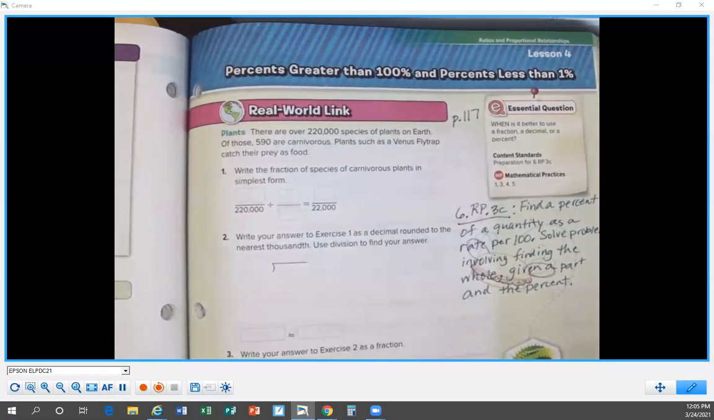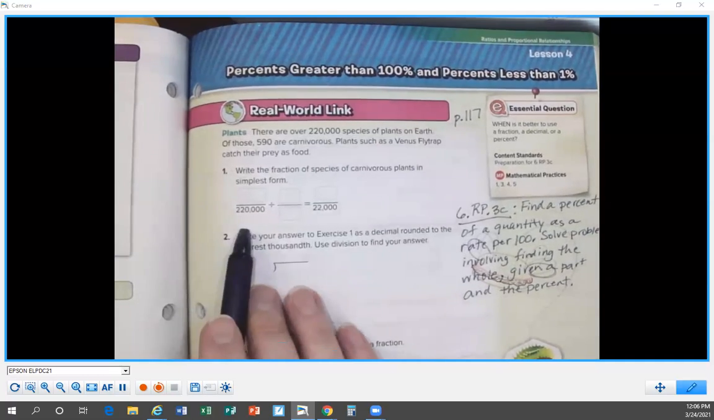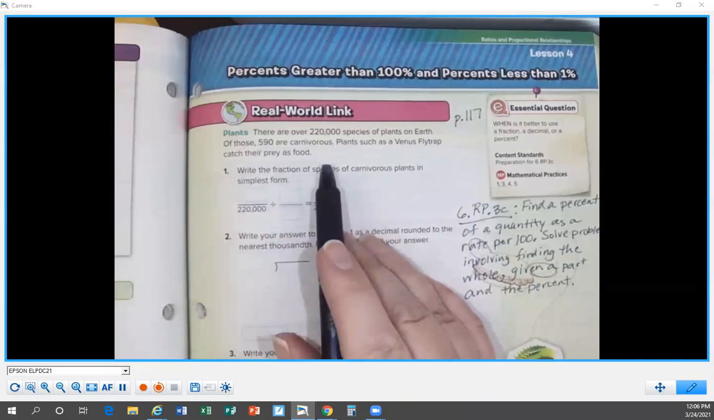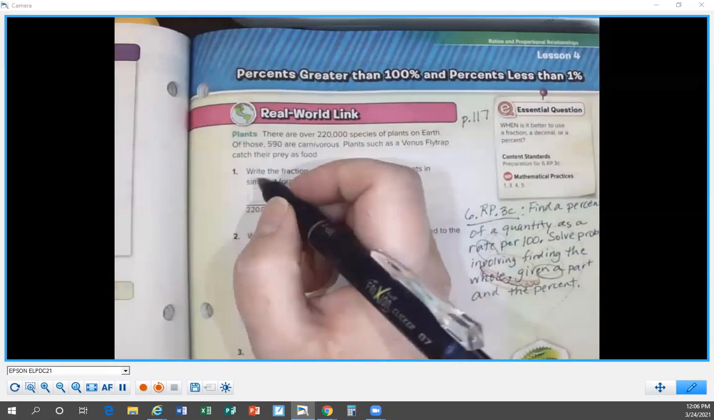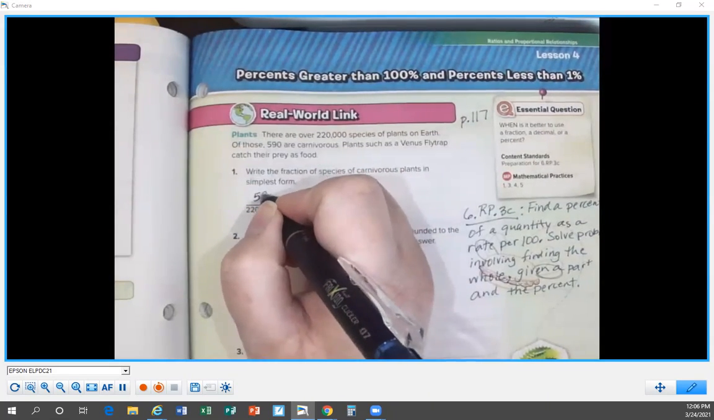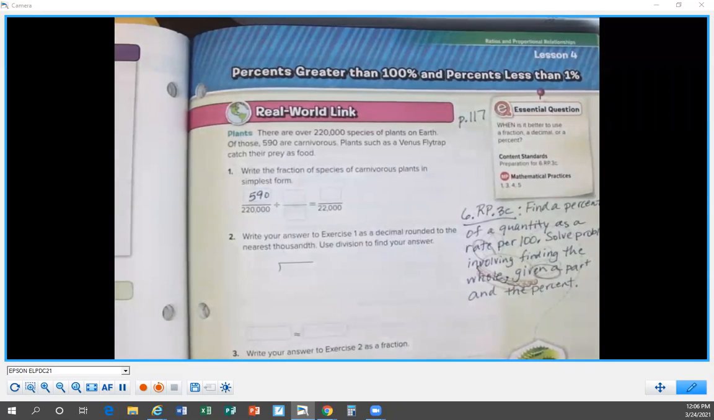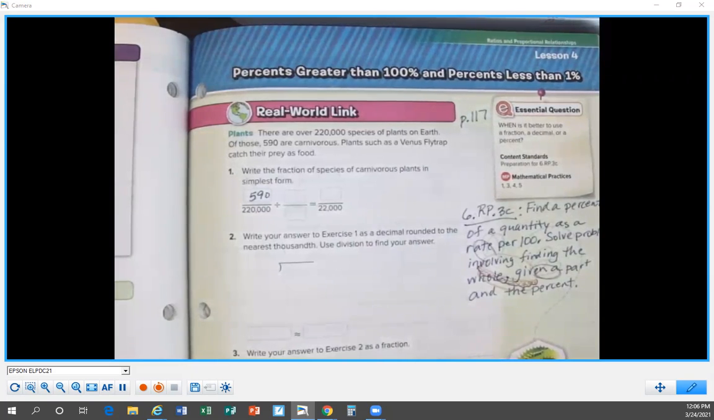So number one, we're looking at an example with plants. There are over 220,000 species of plants on Earth. Of those, 590 are carnivorous, which means they eat living things. So 590 of those are carnivorous, so we'll write 590 out of 220,000 different species of plants. Plants such as the Venus flytrap catch their prey as food.